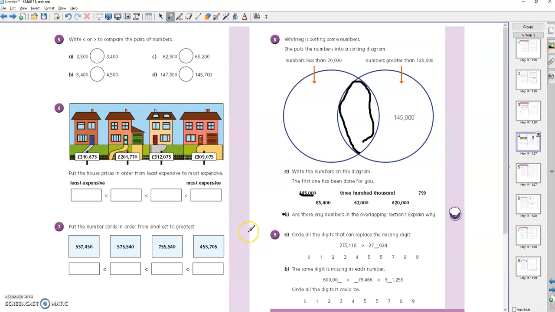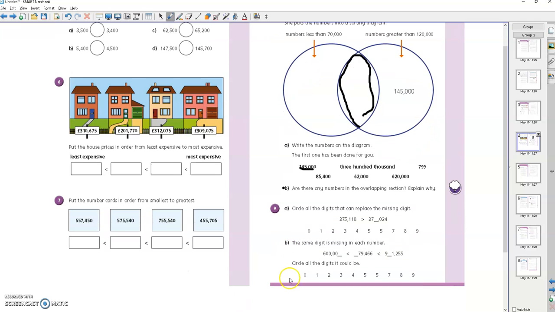And then finally for number 9, the first bit is circle all the digits that can replace the missing digit. So you've got a blank bit there, and it's saying here that this number here is greater than this number here. So what numbers could go in there to make sure the statement stays true? And then you just circle which ones would go in there.